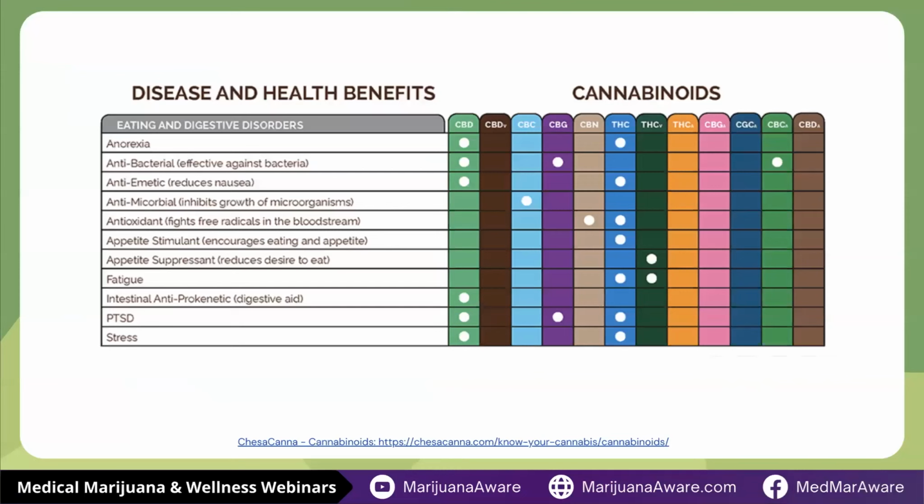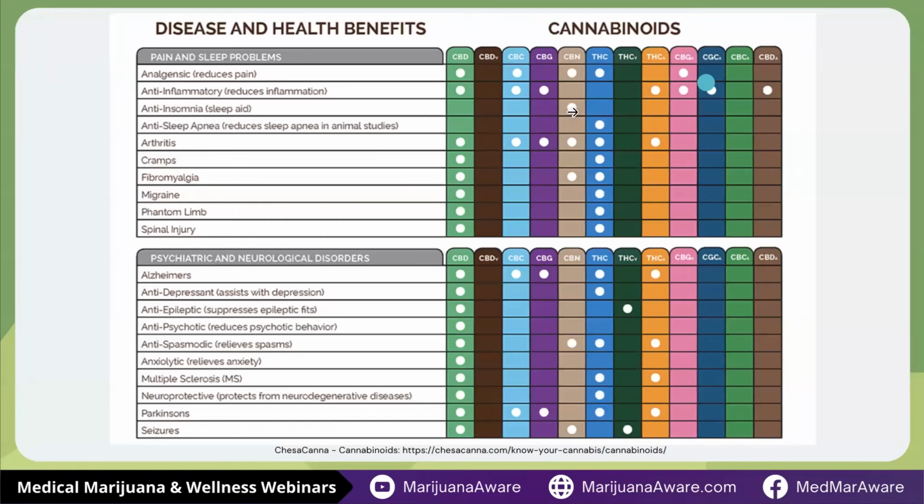Amy, I ran into a chart that I found interesting. I just wanted viewers to be able to see that there are different disorders or conditions that have been identified, and there are cannabinoids identified to help with those particular conditions. These are the ones for eating and digestive disorders. For example, PTSD, stress, anorexia, fatigue, but it also applies to pain and sleep problems, as well as some neurological disorders. What are your thoughts on this?